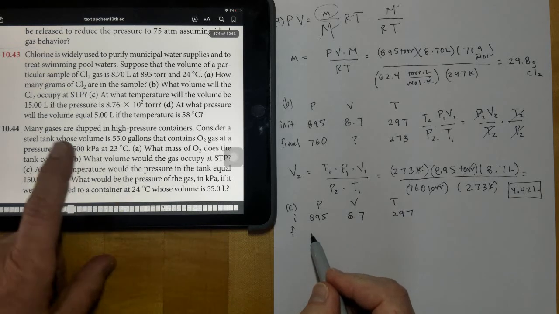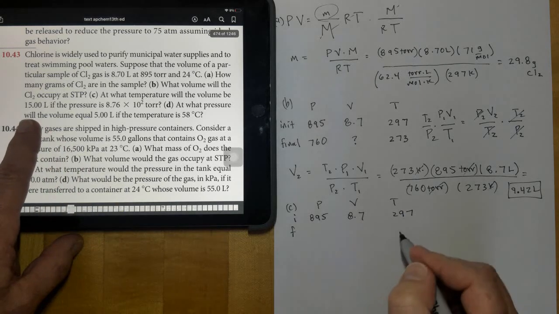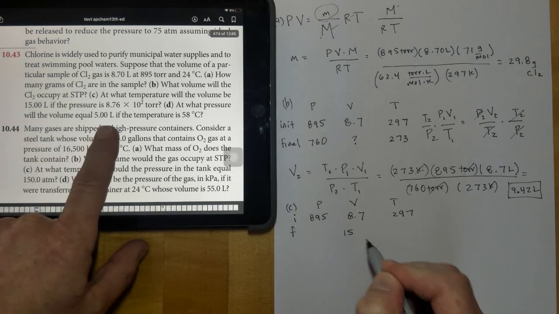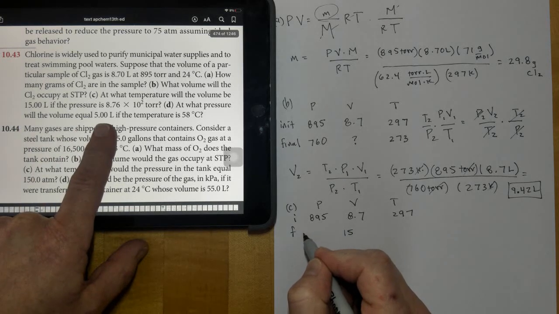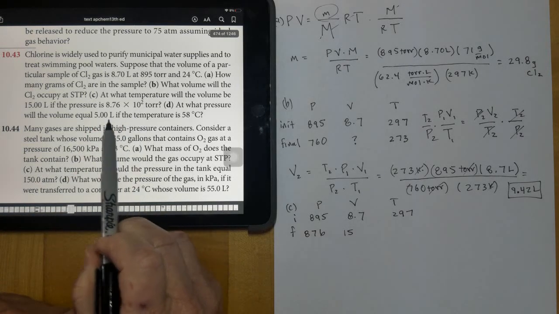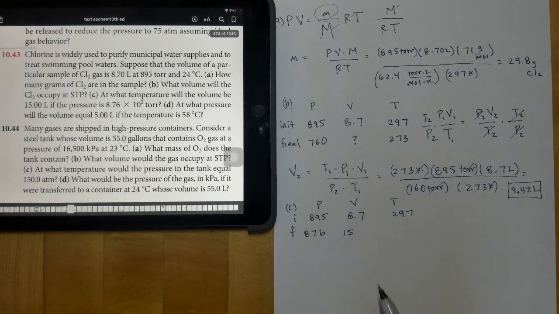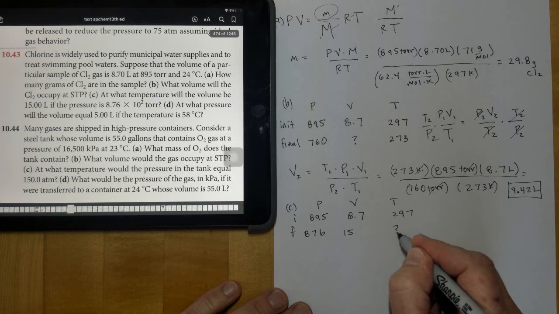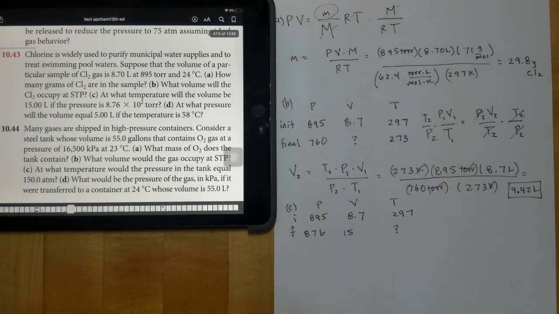Our final conditions are given to us in the problem right here, where the volume would be 15 liters and the pressure would be 876. Notice how they make that tricky by putting it times 10 to the 2, so just 2 over is 876. And then it says at what temperature will this be? So we're solving for T2 right here.